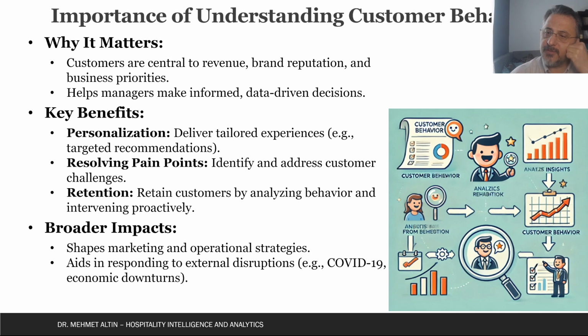One of the most significant advantages of understanding customers' behavior is personalization. Customers expect businesses to know them well. For example, a hotel can recommend activities or room types based on guests' past preferences. This level of personalization builds trust and loyalty.